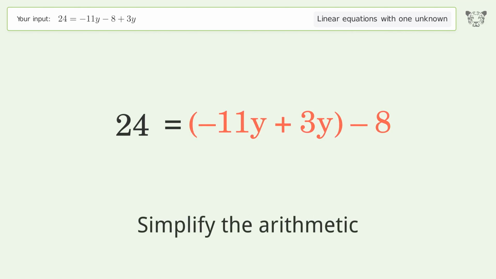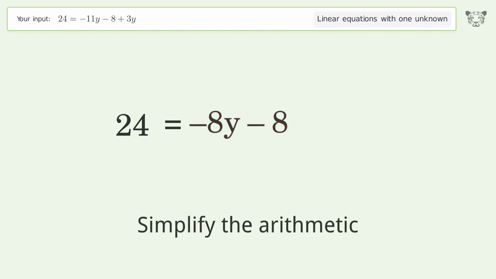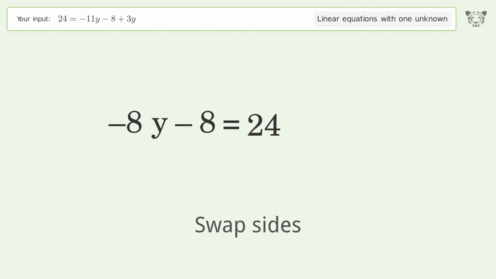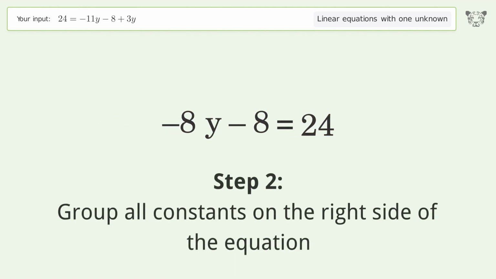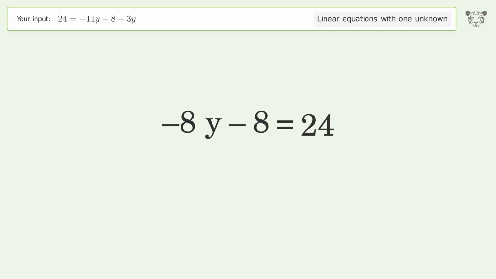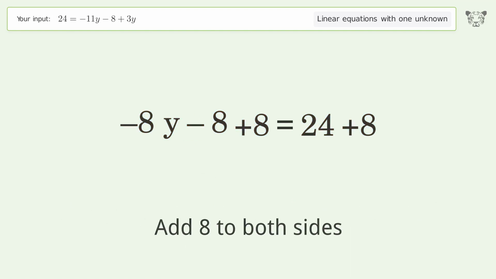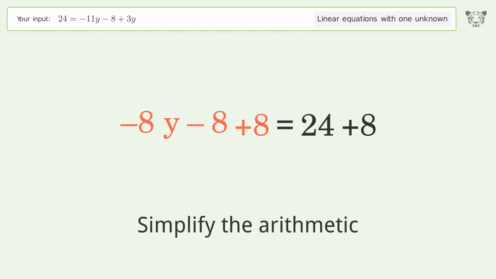Simplify the arithmetic. Swap sides. Group all constants on the right side of the equation. Add 8 to both sides. Simplify the arithmetic.